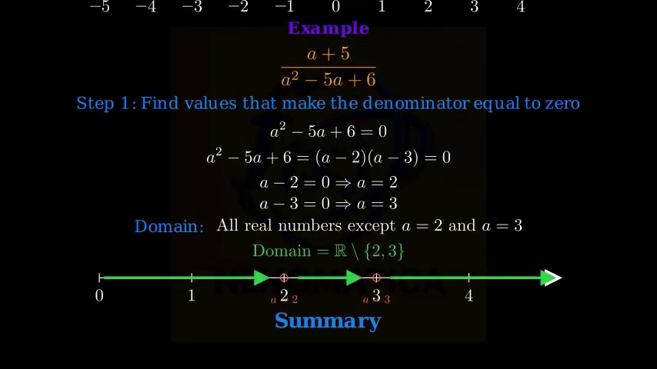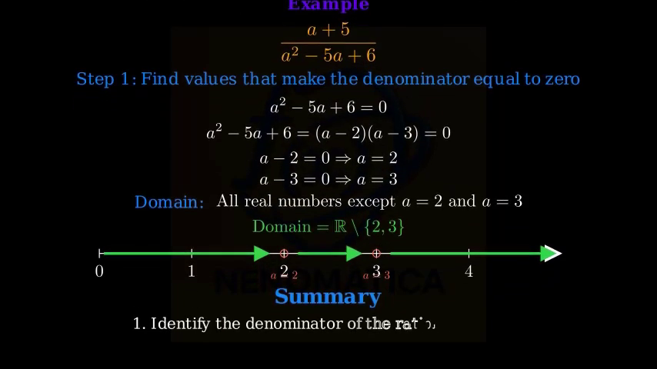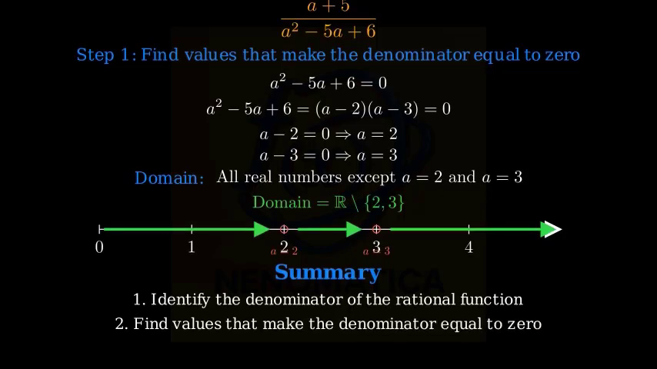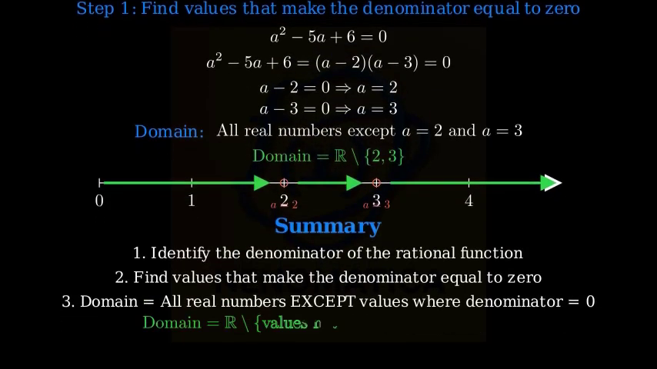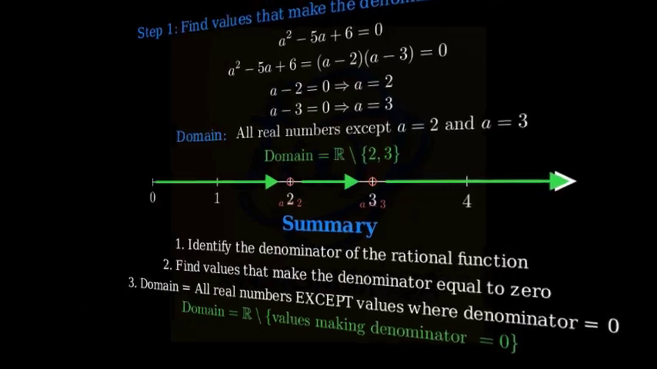Let's summarize what we've learned about finding the domain of rational functions. First, identify the denominator of the rational function. Second, determine the values that make the denominator equal to 0 by solving the equation denominator equals 0. Finally, express the domain as all real numbers except those values that make the denominator 0. Remember to use proper set notation when expressing your answer.